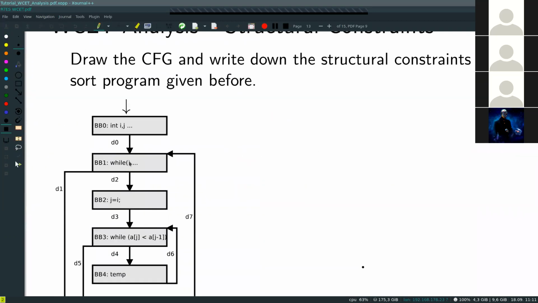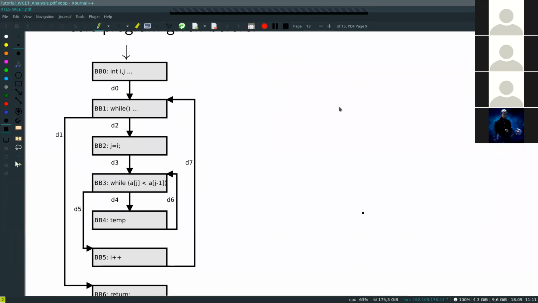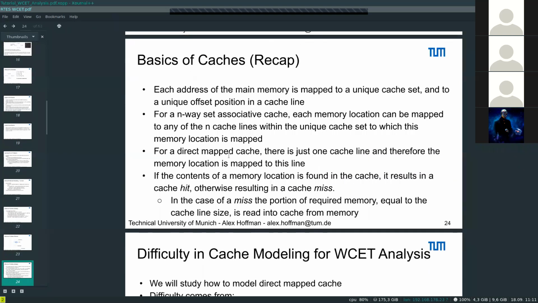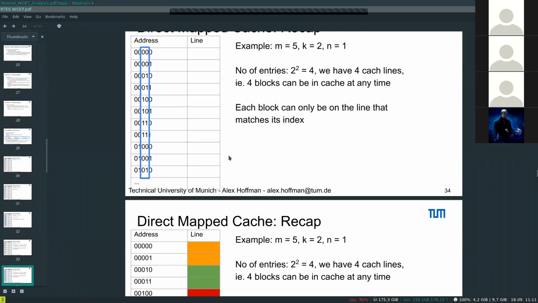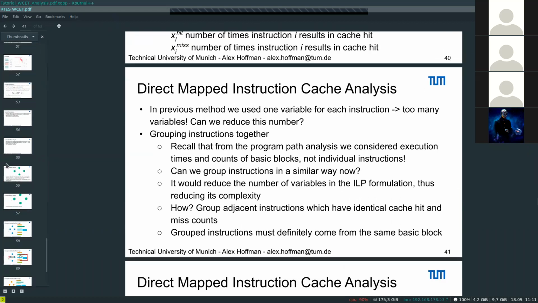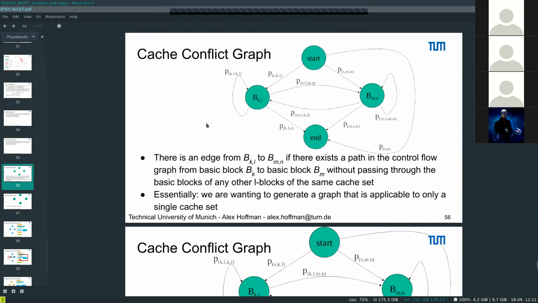So now I want to turn this into a cache conflict graph example. If we look at the lecture slides, down here somewhere, we see a cache conflict graph. To do a cache conflict graph, you need to know on which cache line your basic block would fall. We should know now from yesterday what a cache line is.